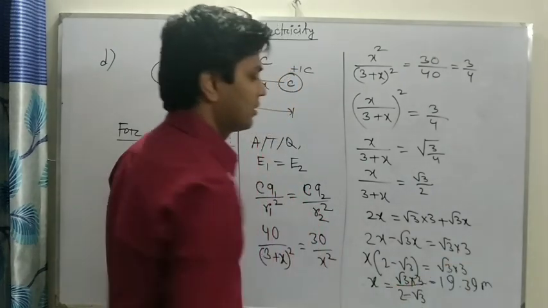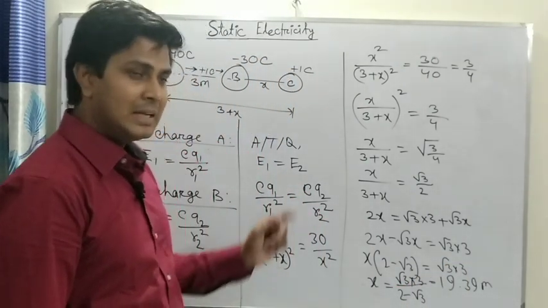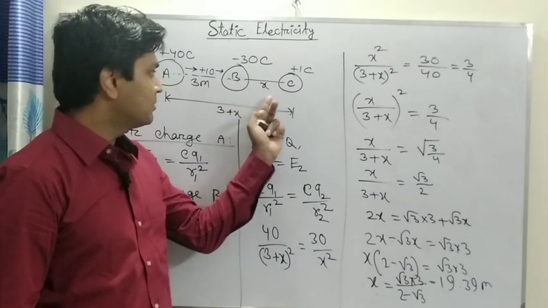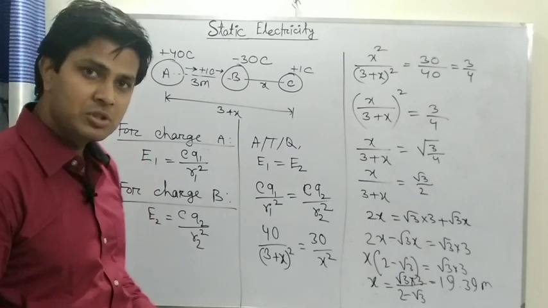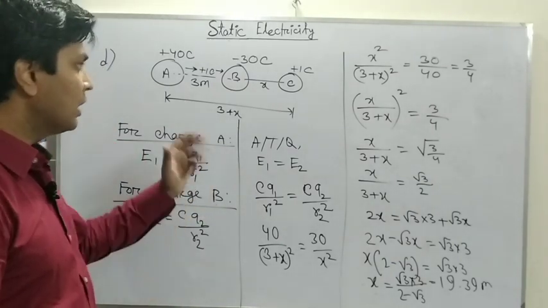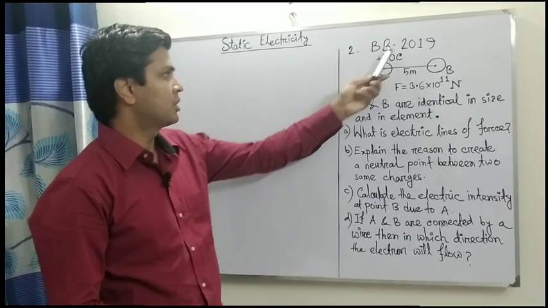19.39 meter. That means at 19.39 meter from point B, the electric intensity for both charges A and B will be equal. Question number 2, Barishal Board 2019.